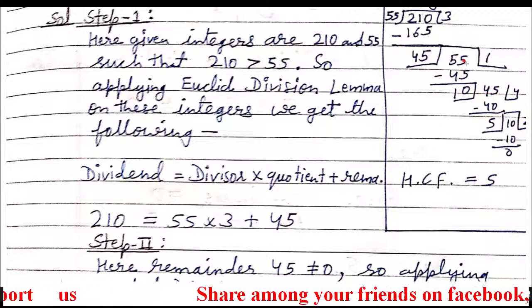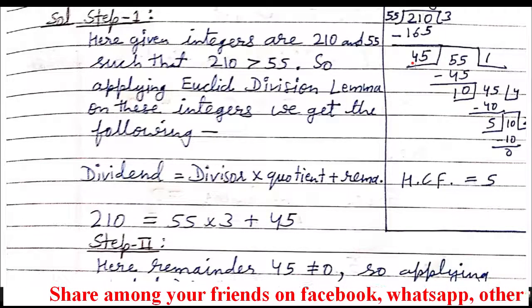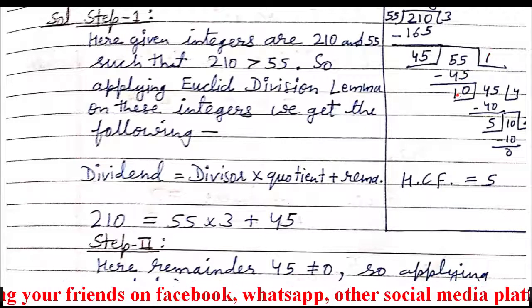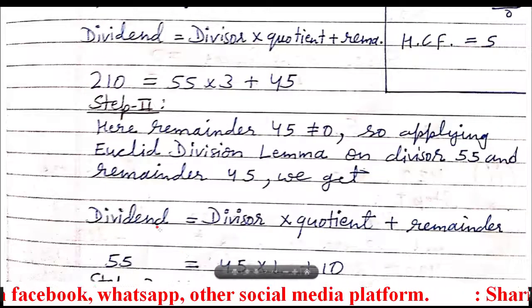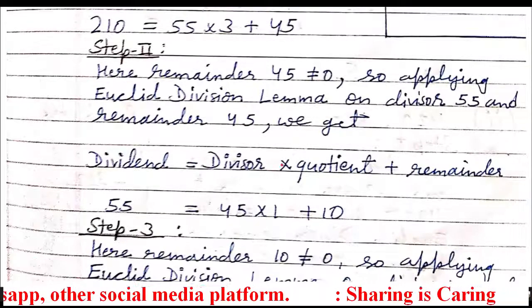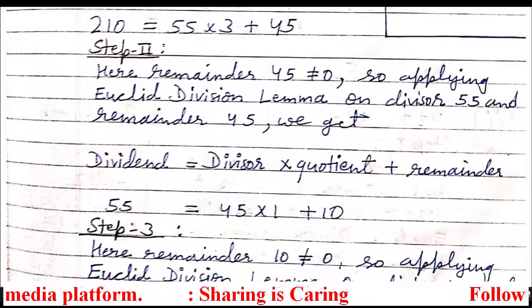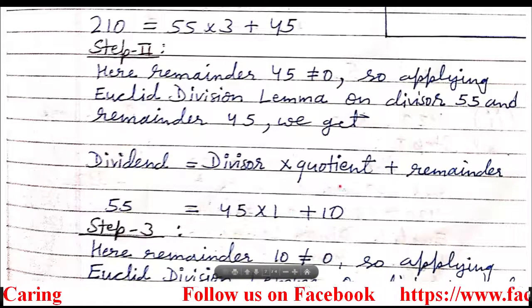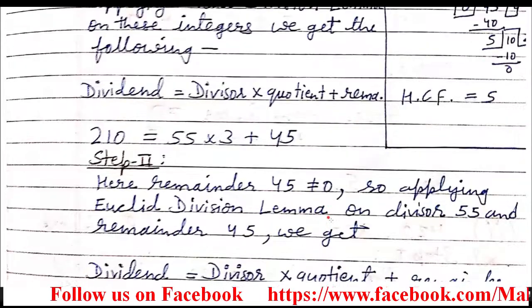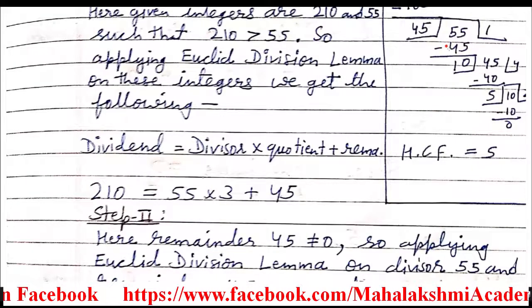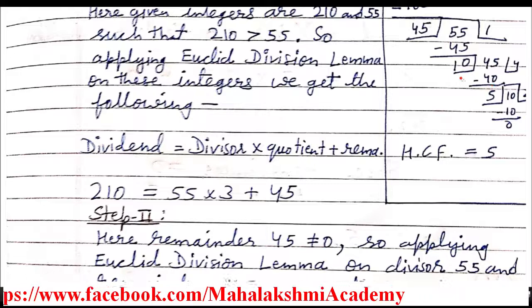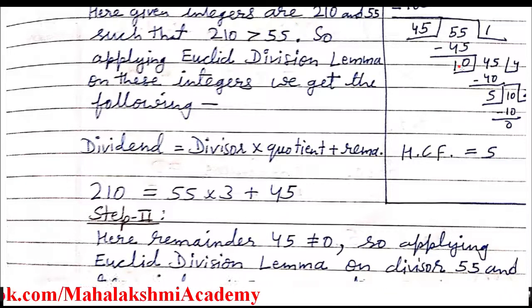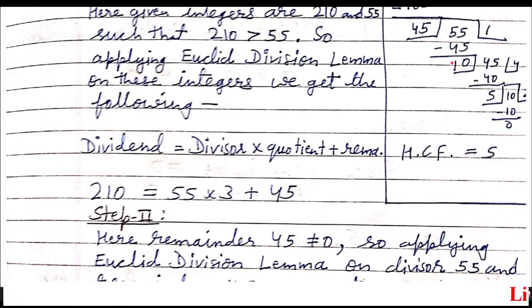So here the dividend is 55, divisor is 45, quotient is 1 and remainder is 10. Now in the division rule, dividend is equal to divisor multiplied by quotient plus remainder, we are going to fill: dividend is 55, divisor is 45, quotient is 1 and remainder is 10. Now the second step is completed. Now for the third step, again the remainder is not 0. So we are going to apply Euclid's lemma again between the remainder 10 and the divisor 45. So we will write here.